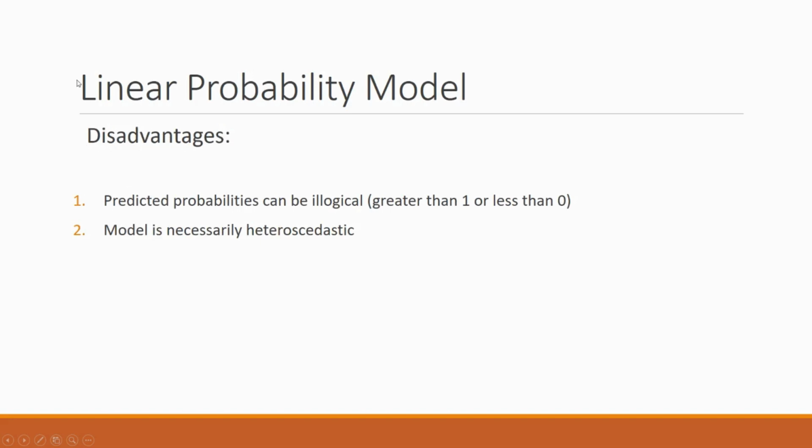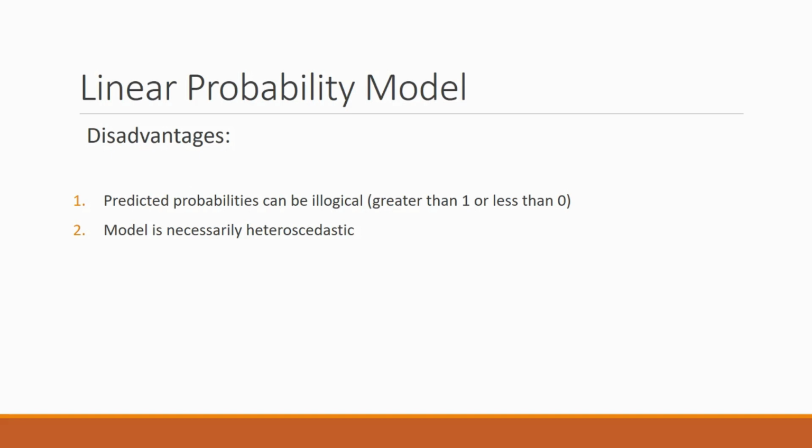Now, the linear probability model has some disadvantages. So in a minute, I'm going to show you another approach to estimating a model that has a binary dependent variable. And then at the end of the lecture, I'm going to talk to you about how we know when to use one model versus the other. When should I use a linear probability model versus the model I'm about to show you?